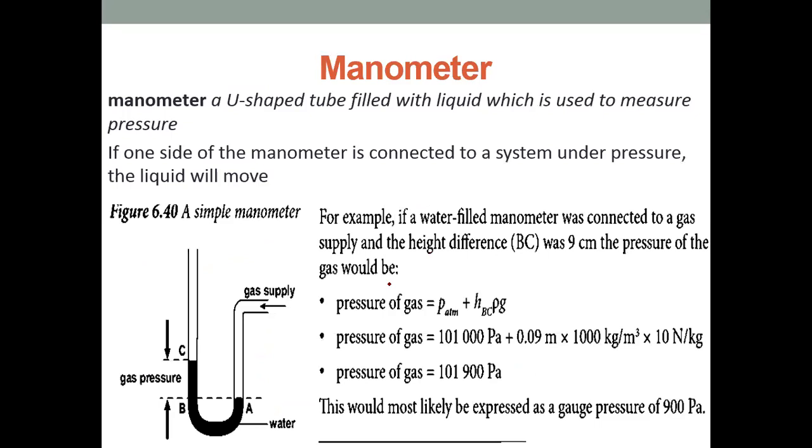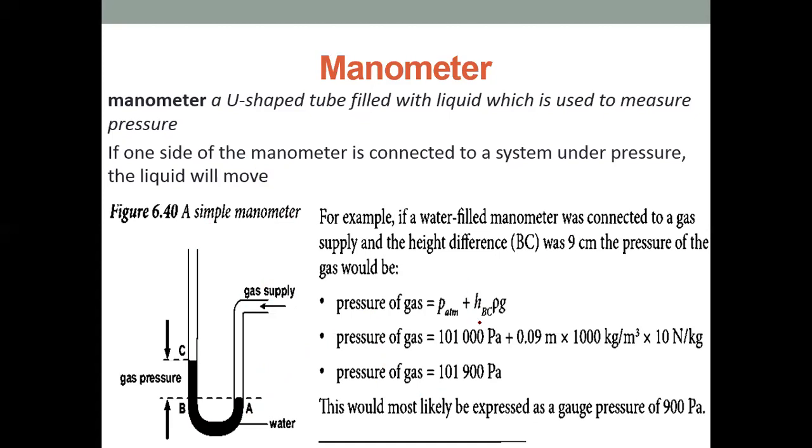So the second one is the manometer. Manometer, as you see over here, this is the shape of the manometer. It is a U-shaped tube filled with liquid, which is used to measure pressure. Okay, over here, this is the liquid. The black part is a liquid. It can be water, it can be any other thing that you want to measure the pressure with. If one side of the manometer is connected to the system under pressure, the liquid will move. So for example, when you apply the pressure over here, the liquid will move, and you are going to be able to find the pressure over here.